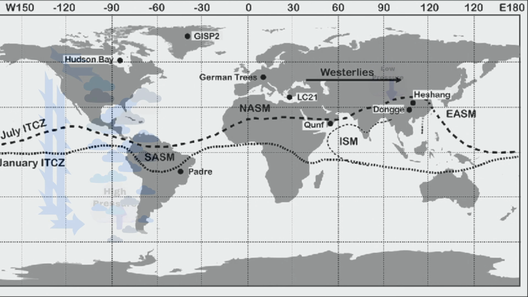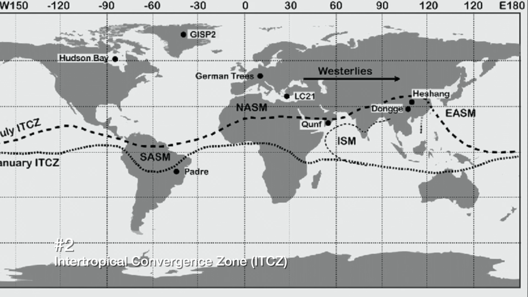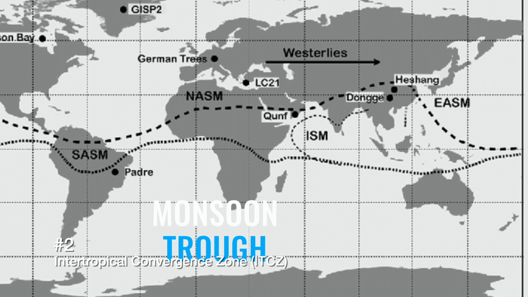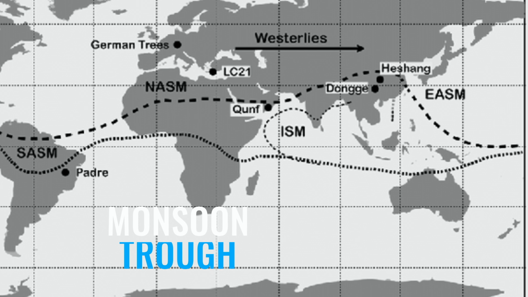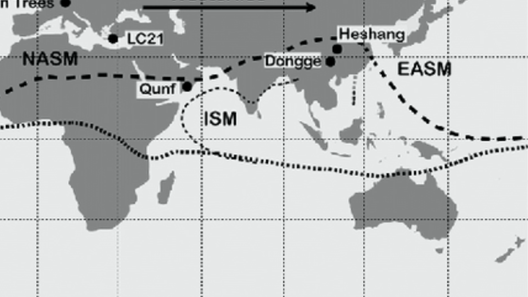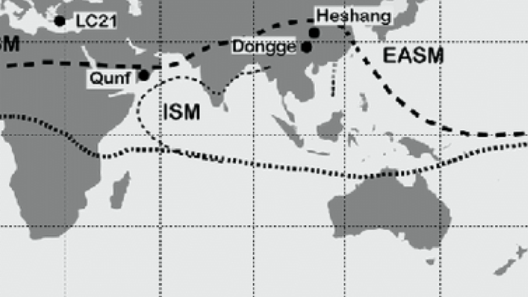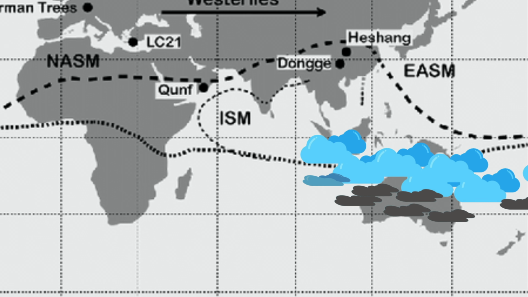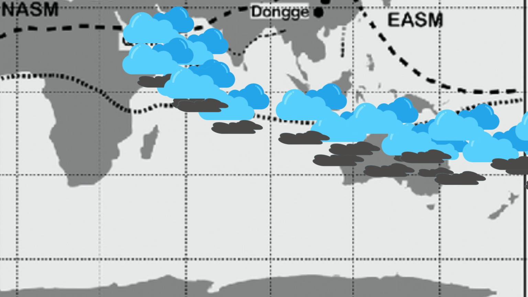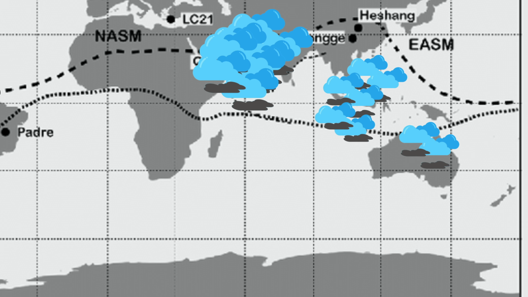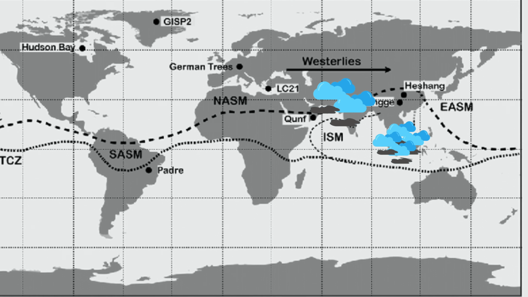Second, the Intertropical Convergence Zone (ITCZ). The ITCZ, also known as the monsoon trough, is a low pressure belt that migrates northwards from the southern hemisphere towards the Indian subcontinent during the summer months. As it moves north, it brings with it moisture-laden winds from the Indian Ocean, which converge over the subcontinent, leading to the onset of monsoon rainfall.